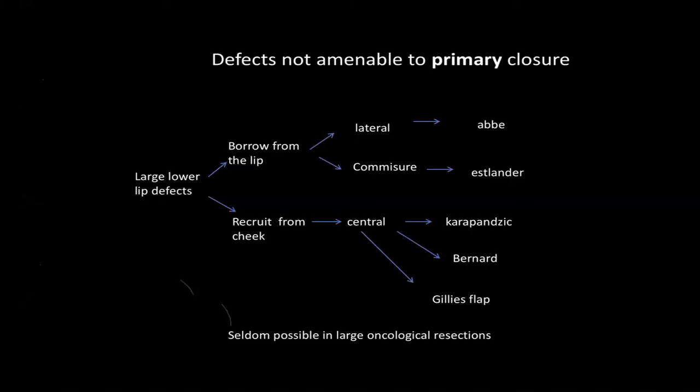But in most of our cases, the defects are usually contiguous with cheek defects or mucosal defects on the inside. So it is quite difficult for us to use any of these flaps in oncological cases, especially in our types of oncological cases.